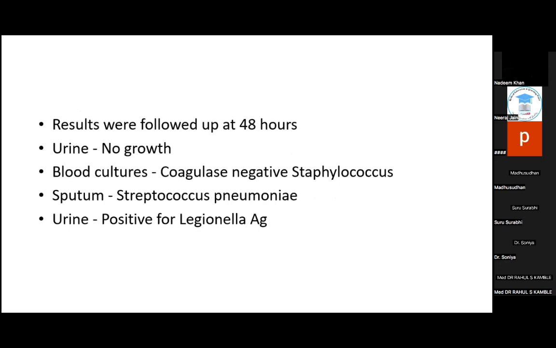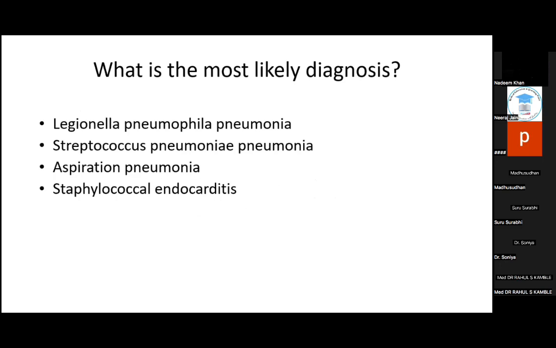Results were as follows: urine no growth, blood culture coagulase negative staphylococcus, which is a contaminant. Sputum yielded Streptococcus pneumoniae, again colonization. Urine was positive for Legionella antigen. What is the most likely diagnosis?